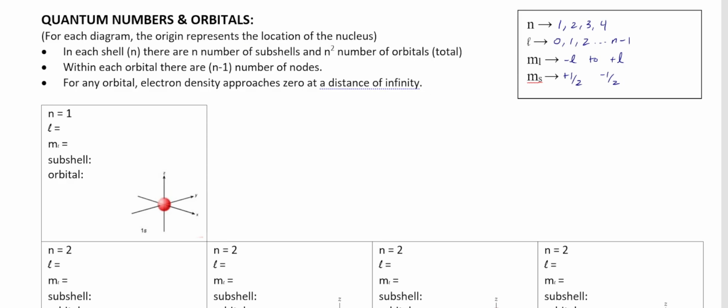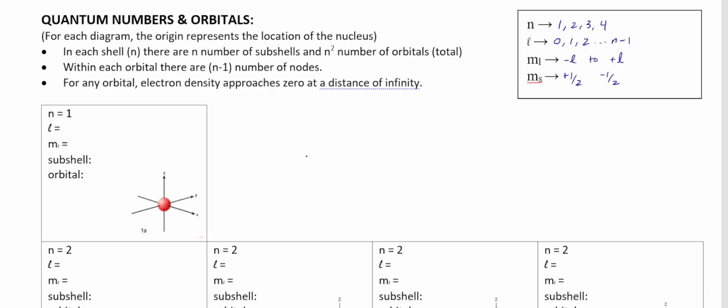Okay, so in each shell, there are n number of subshells and n squared number of orbitals total. Within each orbital, there are n minus 1 number of nodes. For any orbital, electron density approaches 0 at a distance of infinity.